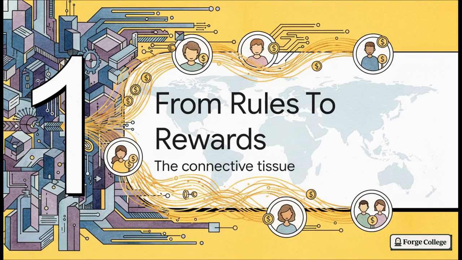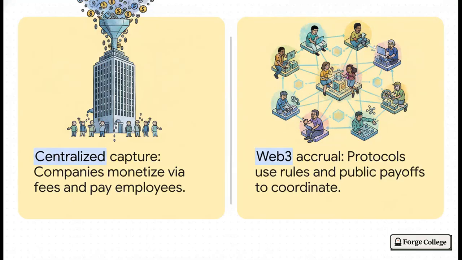All right, section 1. From rules to rewards. This is the connective tissue of a network. Okay, let's dive into this. To really wrap our heads around this, let's look at a pretty stark contrast. Over on the left side of our schematic, you've got your classic centralized value capture. You know the drill. A company builds a platform, they charge users a fee, and they use that revenue to pay their employees and, of course, enrich their shareholders. It's a standard corporate payroll.